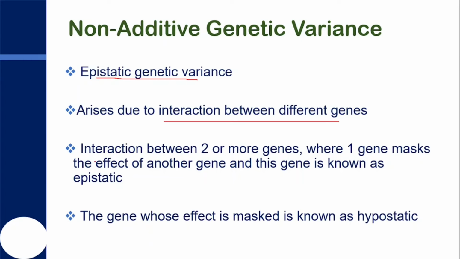So we can define epistasis as the interaction between two or more genes where one gene masks the effect of another gene, and this gene is known as the epistatic gene. The gene whose effect is masked is known as the hypostatic gene, and this principle is known as epistasis. The part of variance that is due to epistatic gene action is known as epistatic genetic variance.